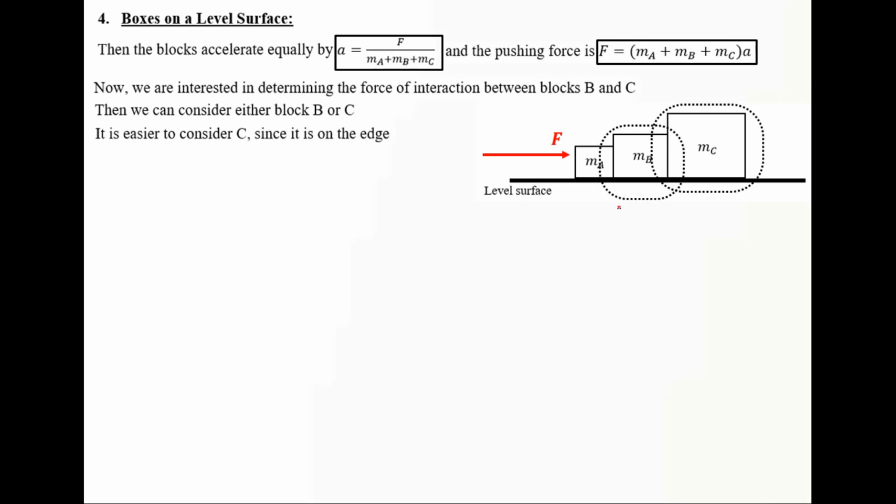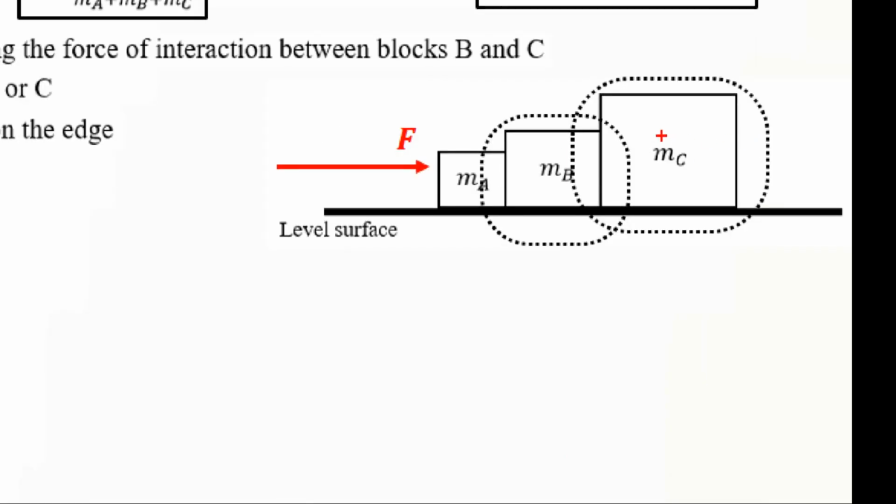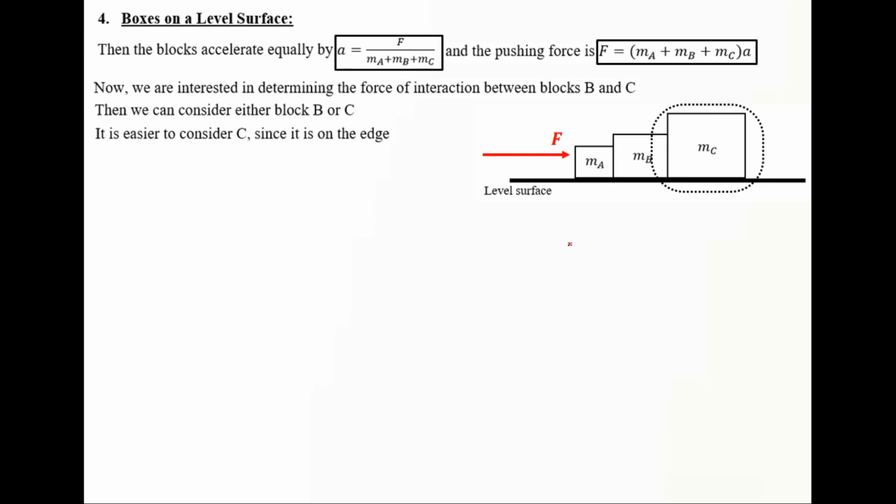Why can we consider either of the blocks? Because block B exerts on C a force given by FBC, and block C exerts on block B a force given by FCB. Whether we determine this or that, they are perfectly the same. Each of these forces appears whether we consider block B or C, but since C is on the edge, it's easier to consider C as our system.